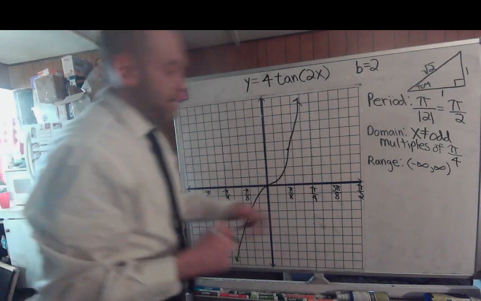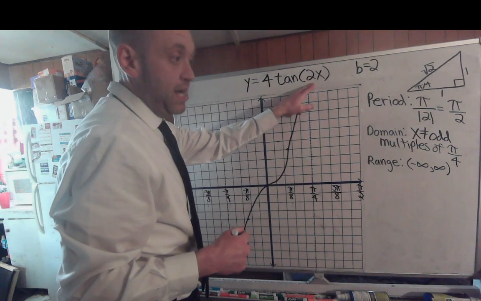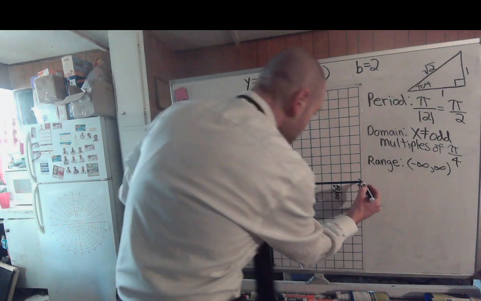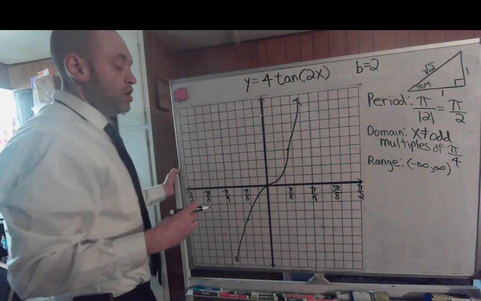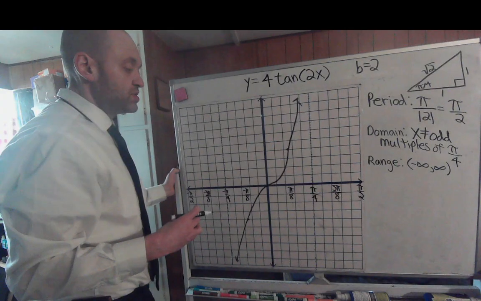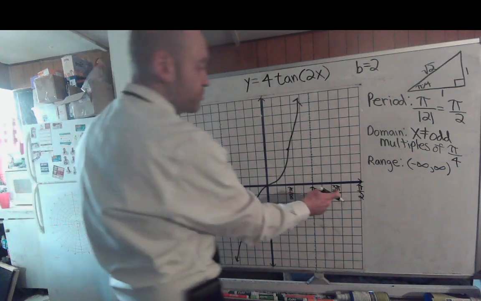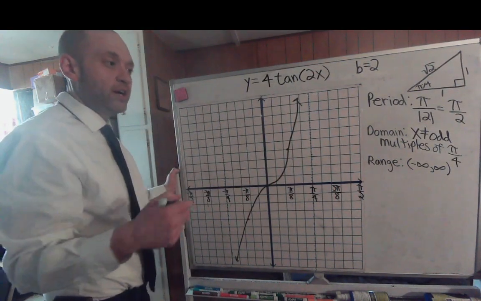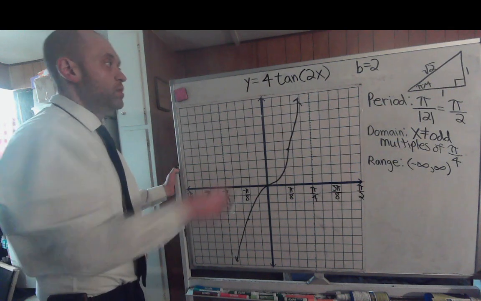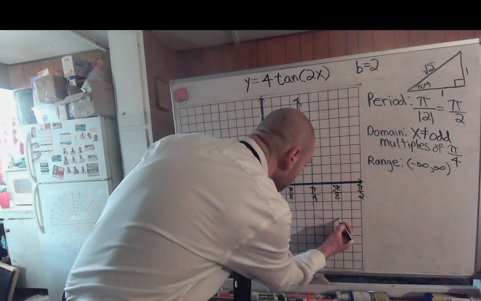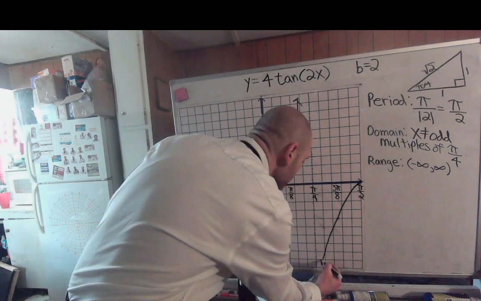And then let's say I put in pi over 2. 2 times pi over 2 gives me pi. My tangent at pi is 0. Now what about at 3 pi over 8? Well, that's going to still be in the first quadrant. Well, no, if I take 3 pi over 8 times 2, I'll get 3 pi over 4, which will put me in the second quadrant, meaning my tangent will be negative 1 times 4 would actually give me negative 4. So I'm going to come down through here, and this is really going to stretch out.